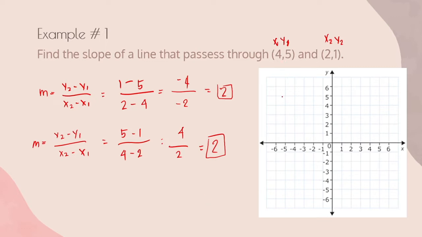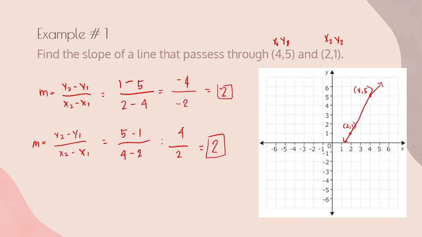So we have 4, 5. Let's locate where 4, 5 is. 4, 5 is somewhere here because positive 4 and positive 5. So that would be 4, 5, and then we're gonna locate 2, 1. 2, 1, it's here. So we have 2, 1, and then we're gonna connect these points. All right, so let's assume again that this is a perfect straight line.